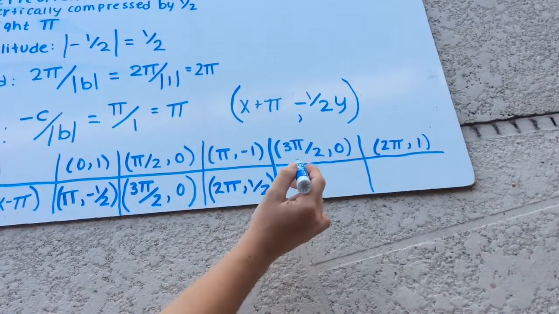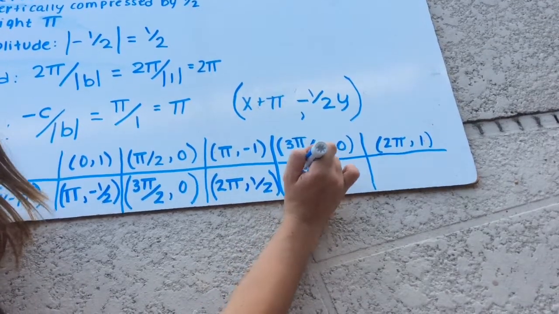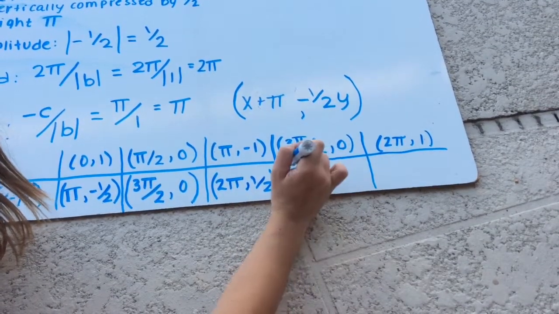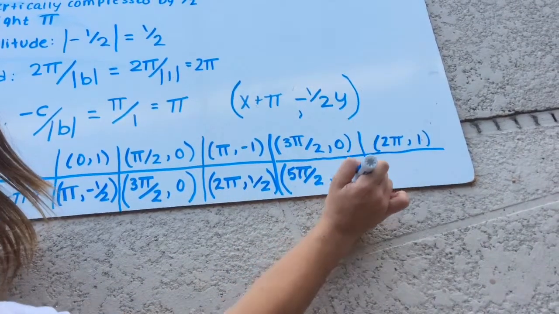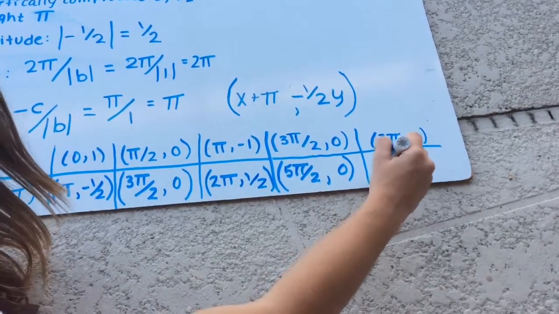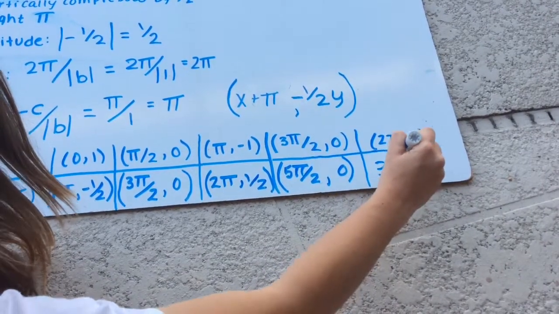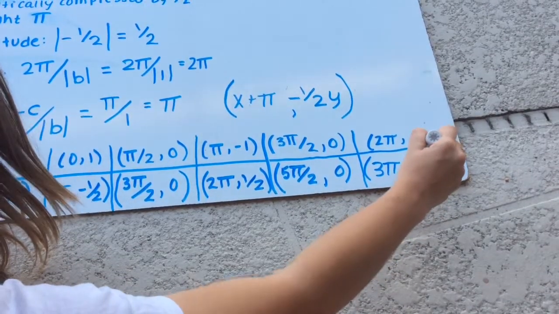3 pi over 2 plugged into x, we get 5 pi over 2. And 0 in for y, we get 0. Lastly, 2 pi in for x, we get 3 pi. And 1 in for y, we get -1/2.